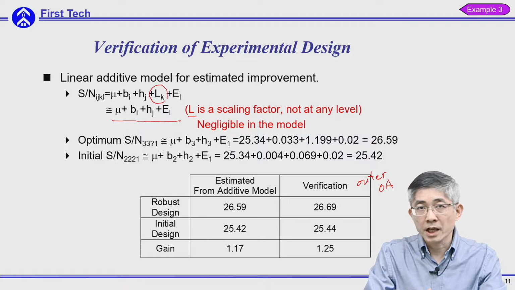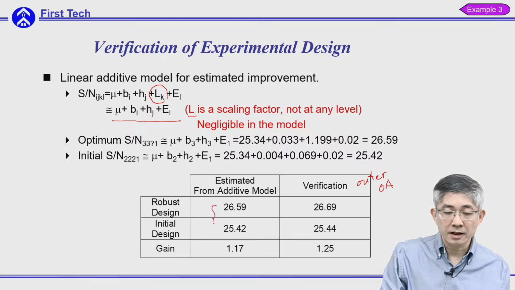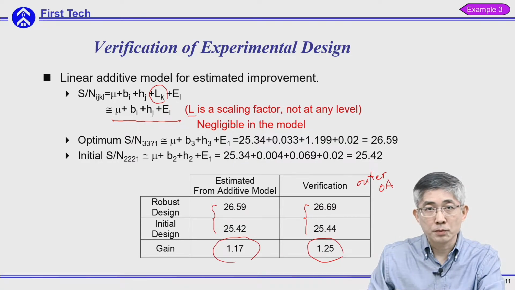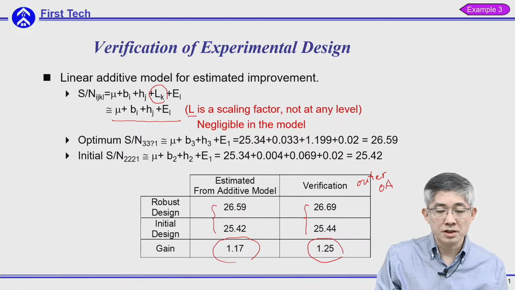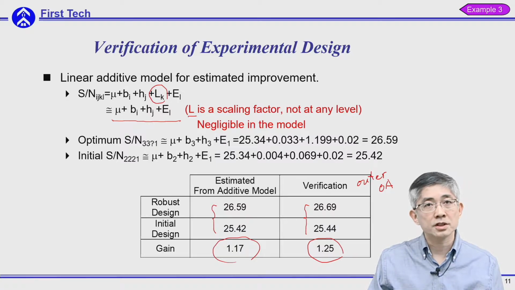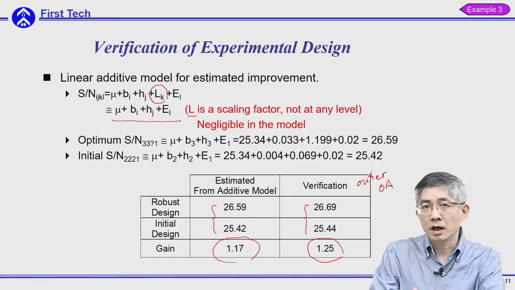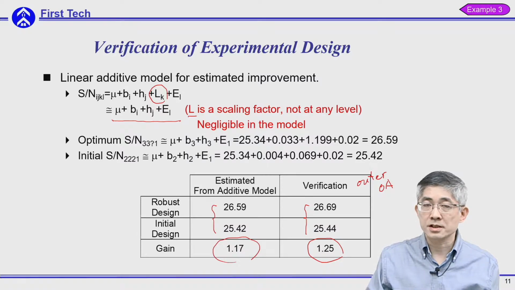From this verification table, you can understand that the predictions of the SN ratio for both designs are very similar to the exact values. Certainly, the gain is very similar too. Among the three of them, the gain is the most important number, since this is the actual improvement we really care about. The verification is 1.25, the prediction is 1.17. They are pretty close. So we can conclude that your experiment is successful, and your design of experiment is based on a reasonable assumption, and this linear additive model is satisfactory as a predicting model. However, how do you conclude whether the difference is small enough in order to conclude your design of experiment is a valid design?